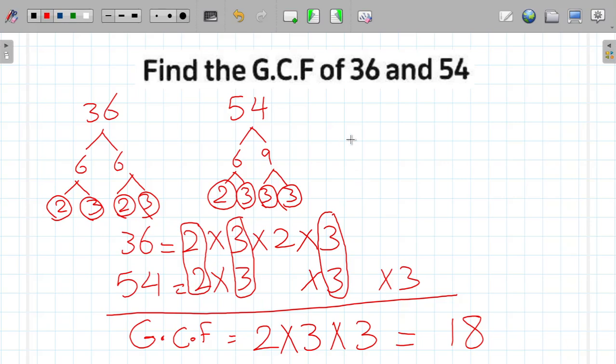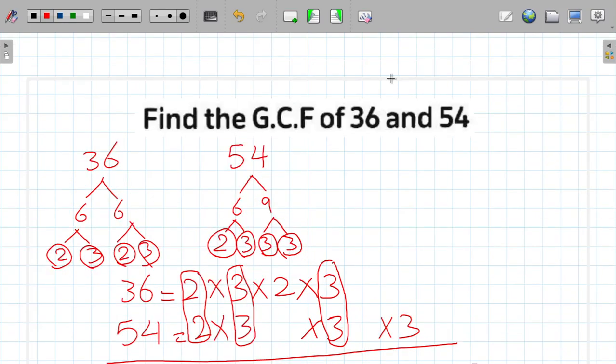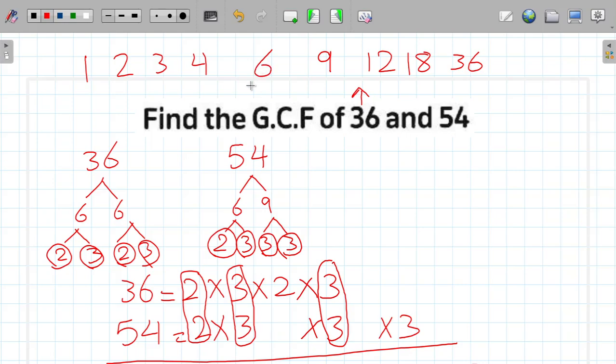Okay, if I want to use the listing method, I will search for the factors of 36 and 54. So first, I want the factors of 36. So it will be 1 by 36, 2 by 18, 3 by 12, and 4 by 9. And I have 6 by 6, so I will write just 6.